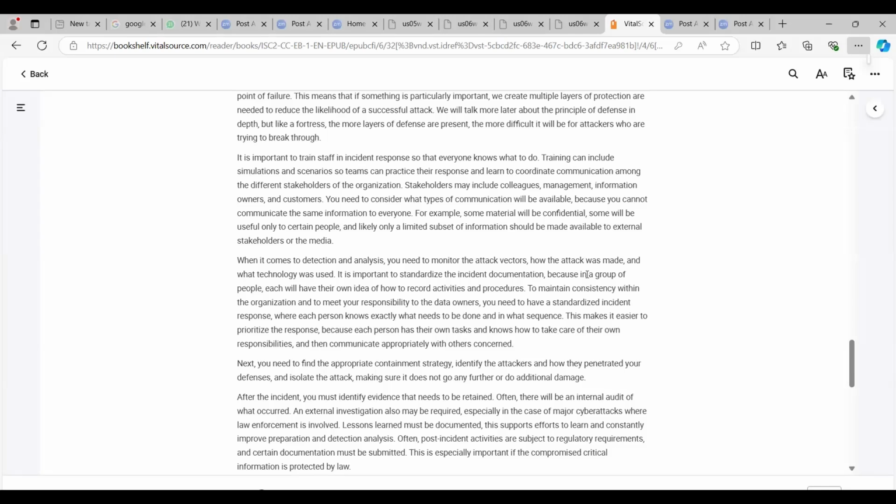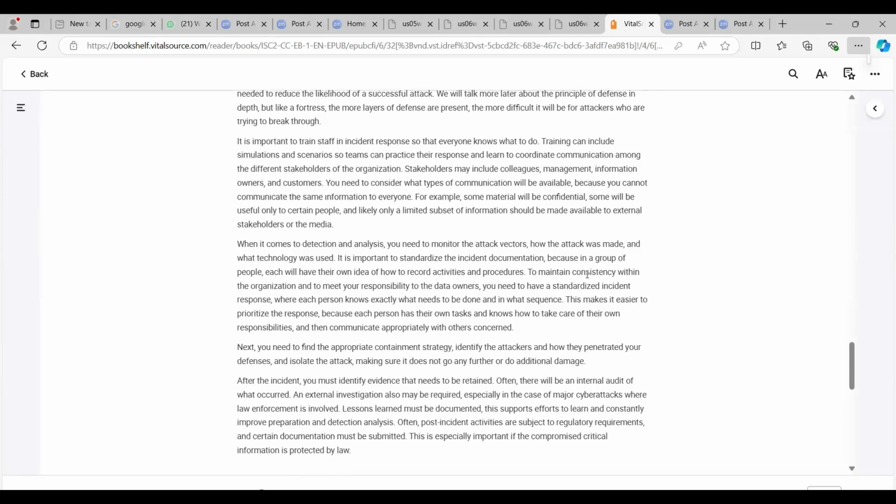But for management, you actually want to go deep into what really happened, what assets they had, how they hacked the assets, the IP they stole before they logged into your account, and so on. So you don't want to reveal the same level of information to everyone. For example, some material will be confidential, some will be useful only to certain people, and likely only a limited subset of information should be made available to external stakeholders or the media.